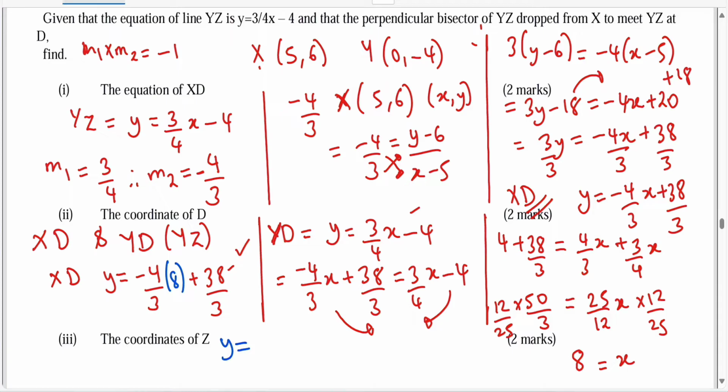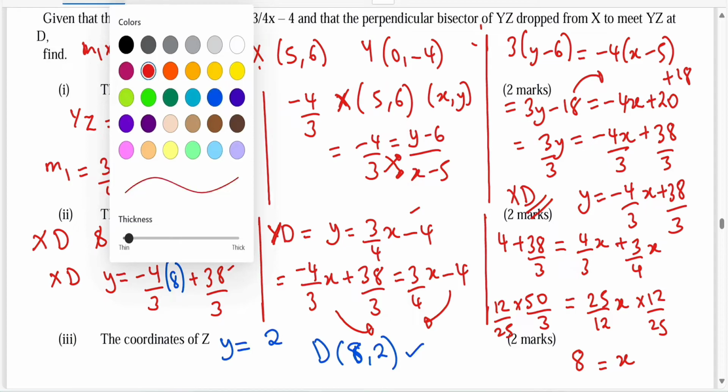Sometimes I might be tripping. Okay, the answer here gives you y equal to 2. So your coordinates should be 8, 2. So that's the coordinate for D. That's your answer for D.